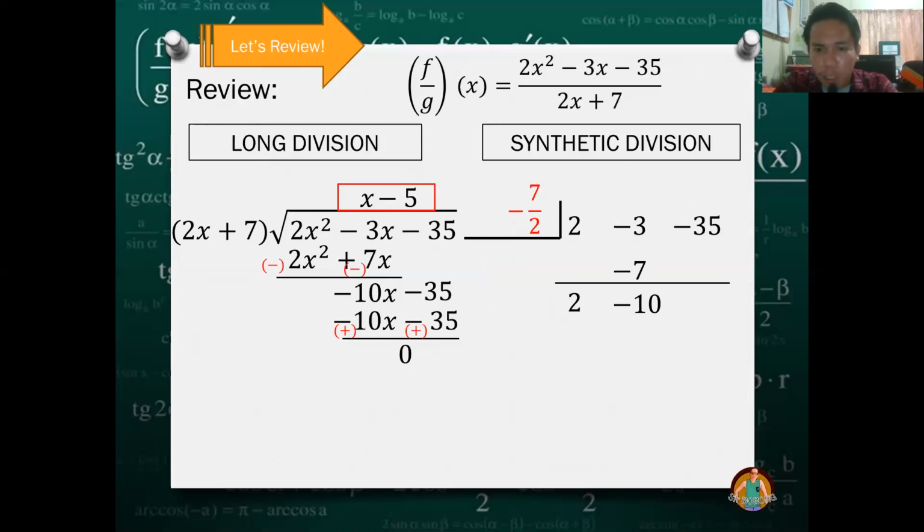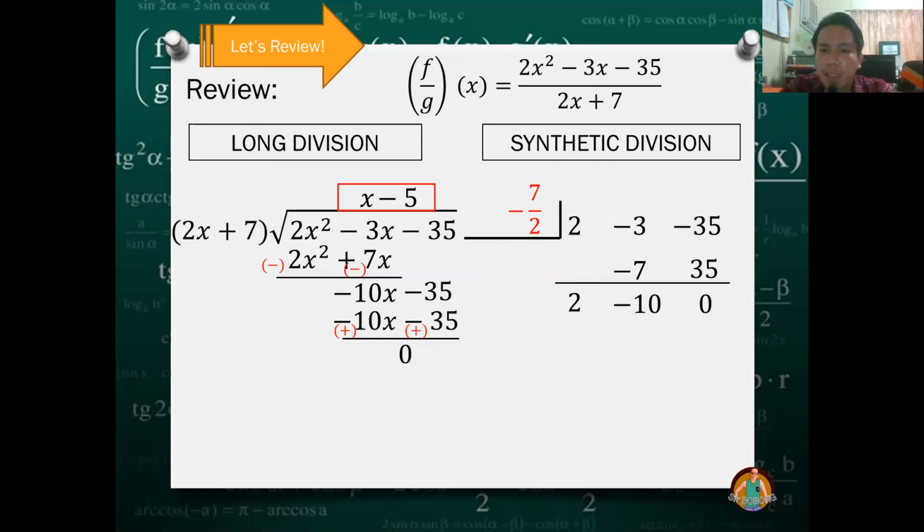And then of course, we multiply. Negative 10 times negative 7 will give us positive 70. Again, negative times negative is positive. Divided by 2 will give us positive 35. And negative 35 plus 35 will give us 0.